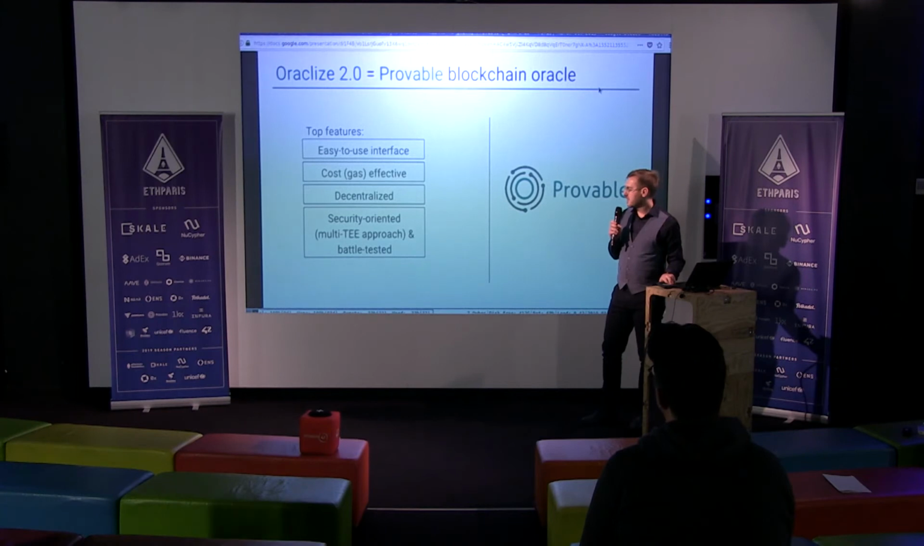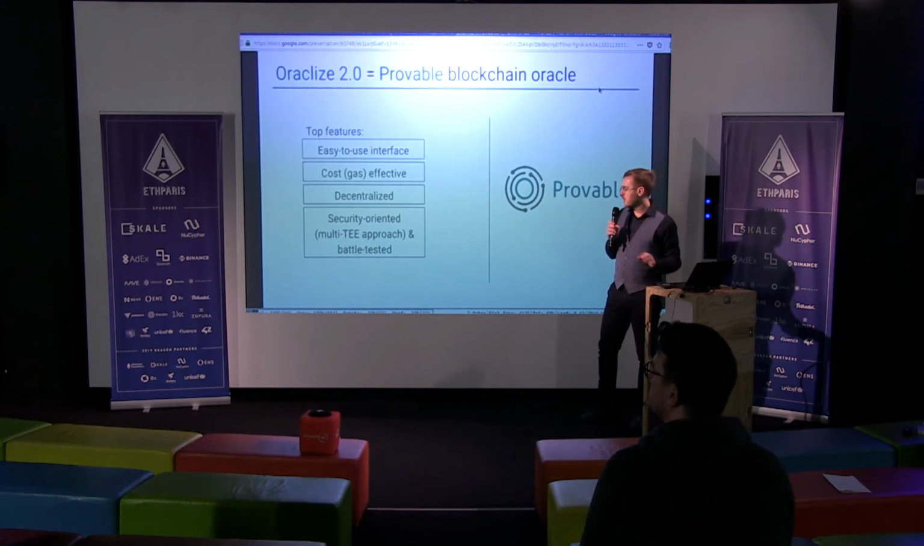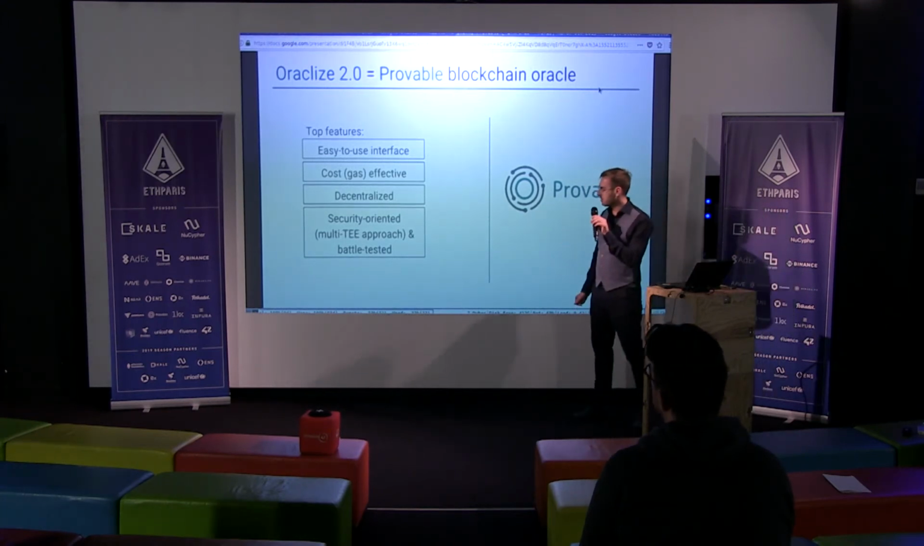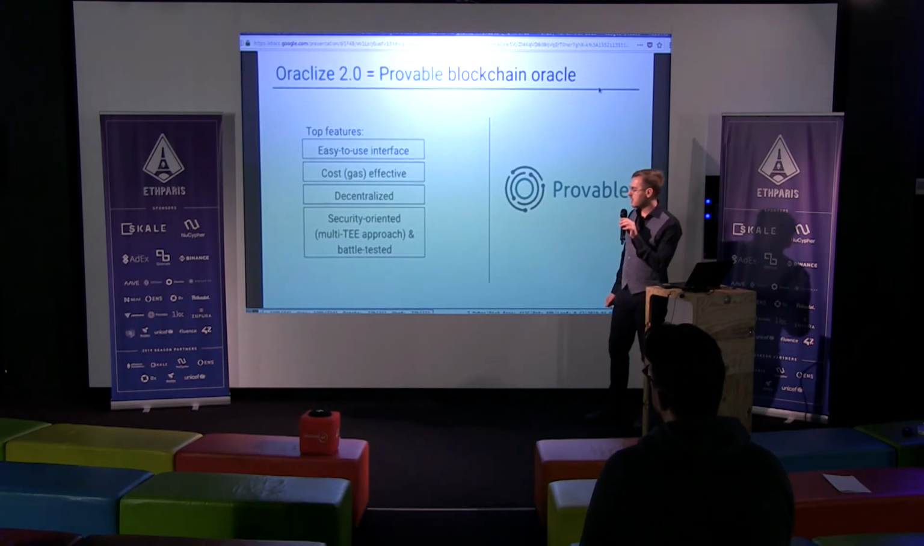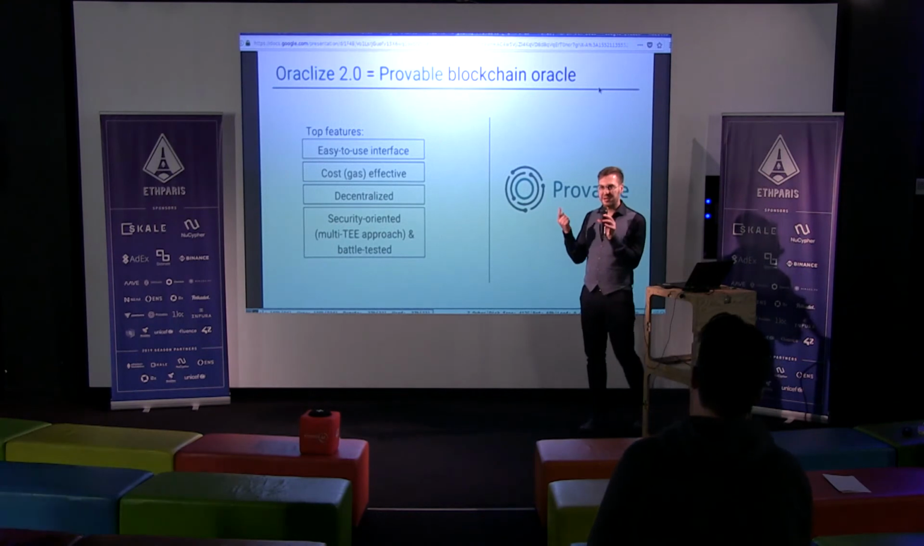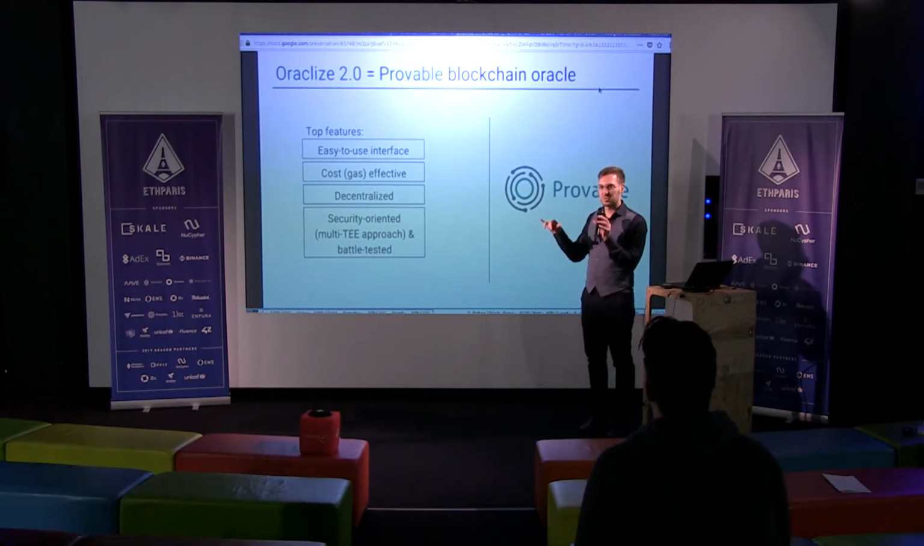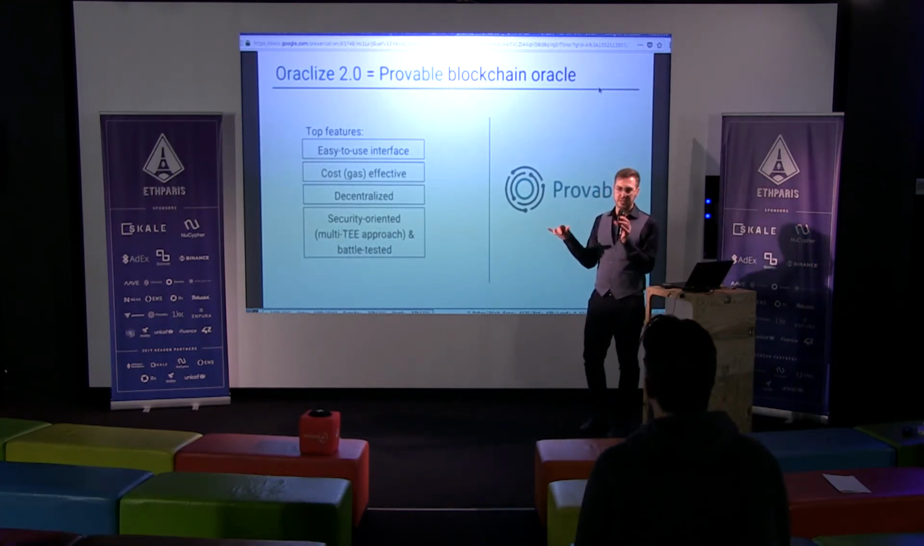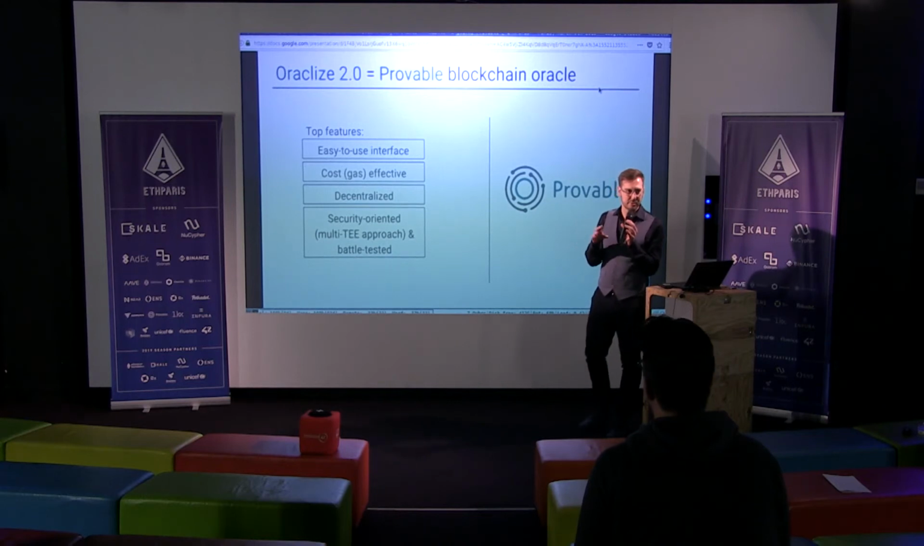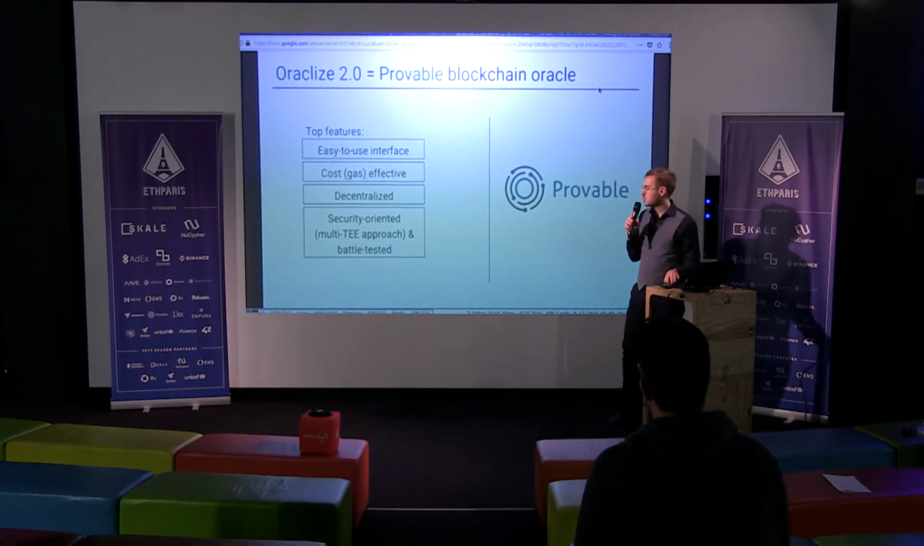So basically, these are the features of the provable service. And in general, the existing interface we have is also very simple. Typically, you just use one function where you specify the URL you want, which is the API call in 99% of the cases you want to make. So you will see an example shortly. It's really simple.